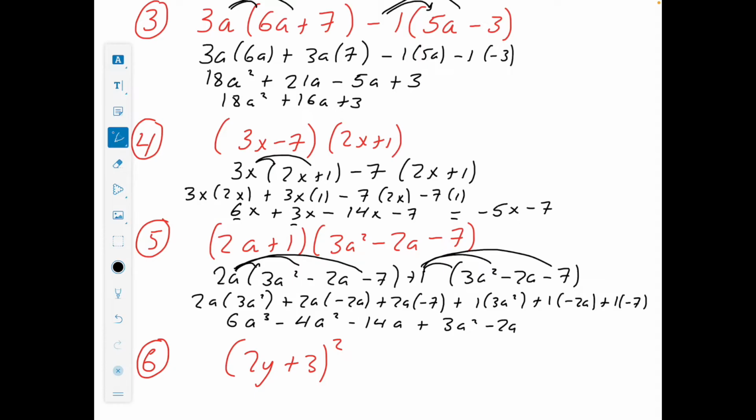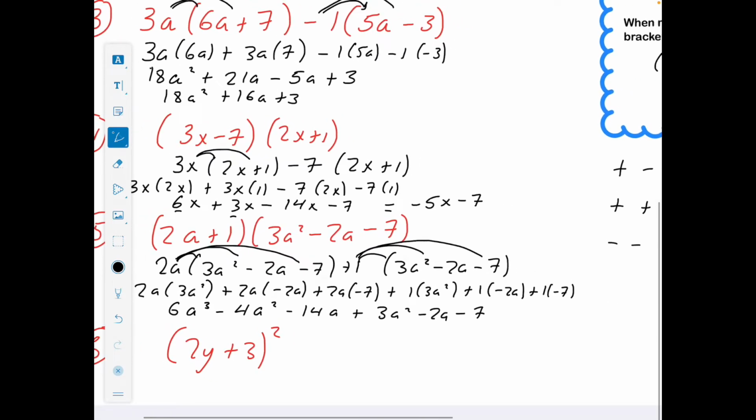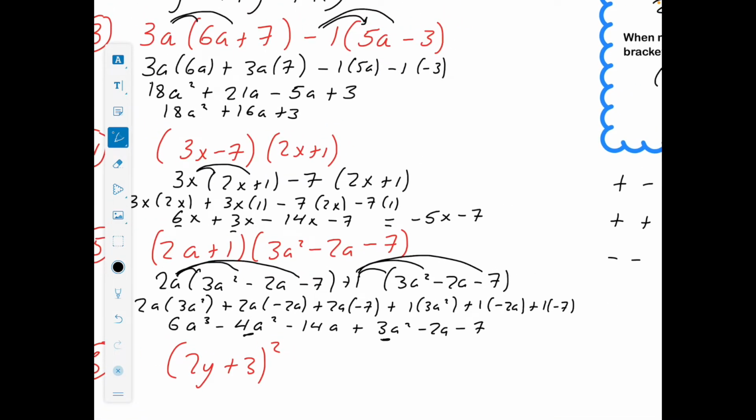Then 1 multiplied by 3a squared, that'll give me 3a squared. 1 multiplied by minus 2a, that'll give me minus 2a. And then 1 multiplied by minus 7 will give me minus 7. Okay, now what here can I simplify? I can see I have a squareds and a squareds. So we've only 1a cubed, so that'll stay the same. So we have 6a cubed.